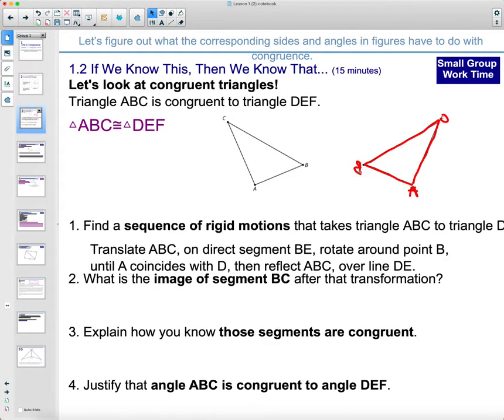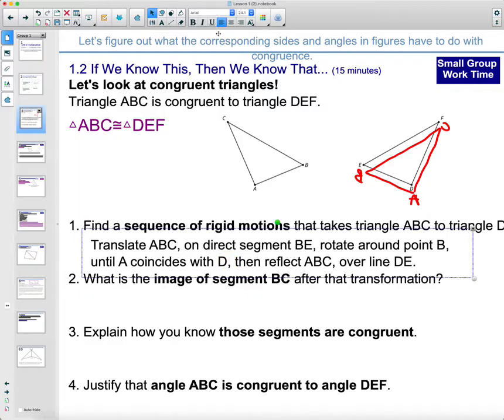So what is the image of BC? Where did BC land on triangle DEF? It landed on EF.